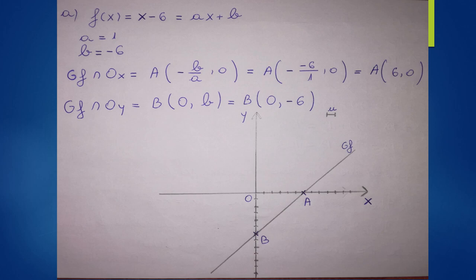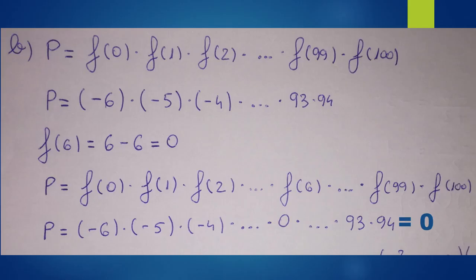We draw the system of coordinates and choose a unit of distance. Then we mark the points according to the coordinates found, and then we draw a line which connects points A and B, and this represents the graph of the function f. Note that because function f is a first degree function, its graph will be a straight line.